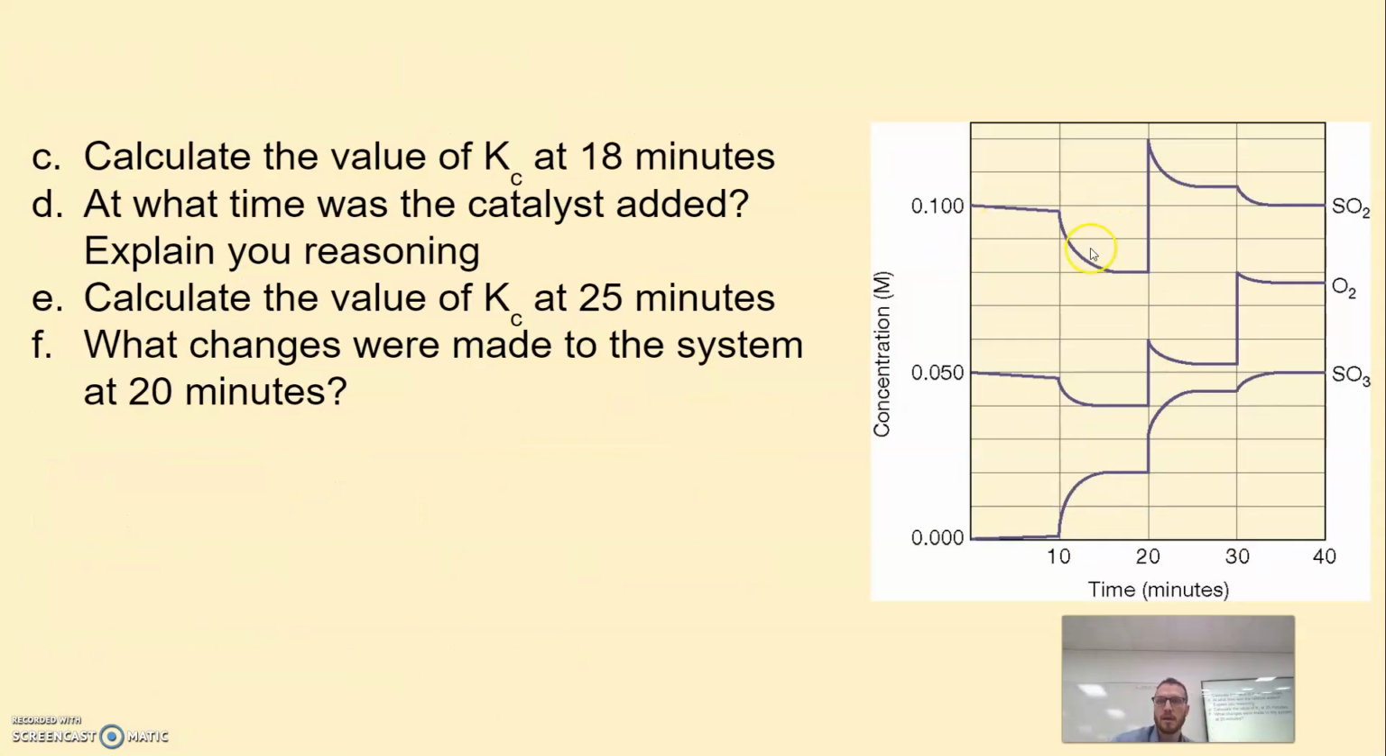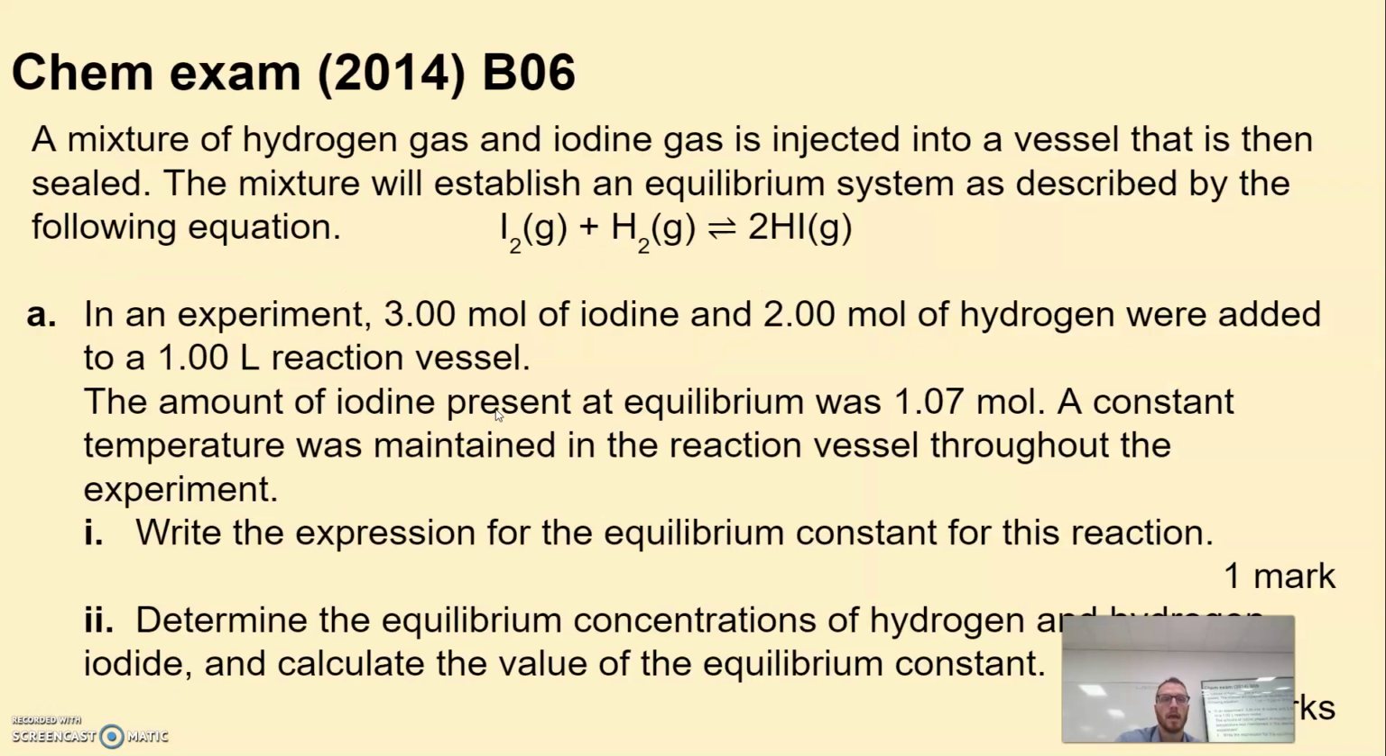We could have then read off at these points in time where it reaches equilibrium, using our equilibrium expression for Kc, and determined the value of Kc for those. Right? Make sense? Yeah? Cool. All right, this is where we're up to. So, an exam question from 2014.